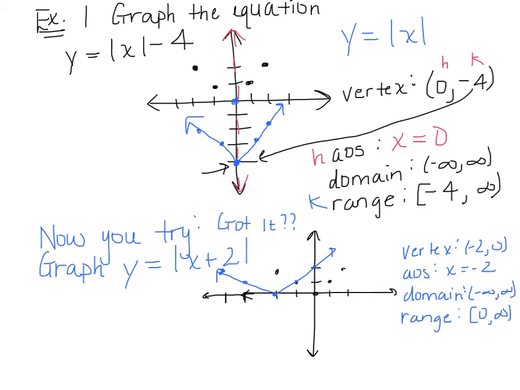Remember, that's H and K. So in our equation, notice we don't have a K. Our axis of symmetry goes right down the middle. That's x equals -2. Remember, that's H. Our domain didn't change. And then our range is facing up. So we start with K, and we are going up to infinity. And there you have it.